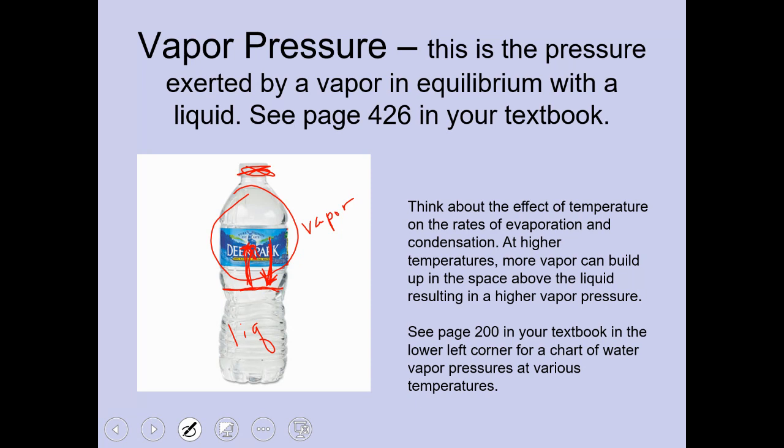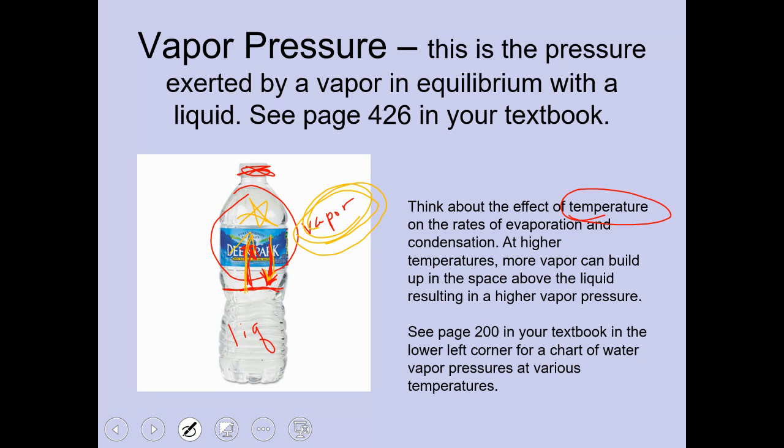Now, equilibrium would change if the temperature changes. Like if we would heat this liquid up, then that would make this water evaporate faster and slow this process down. And then we would get a higher vapor pressure at a higher temperature. You can look on page 200 of your textbook, and you can see how at different temperatures, the vapor pressure that would build up in this space right here changes. At higher temperature, you can get higher vapor pressures building up.